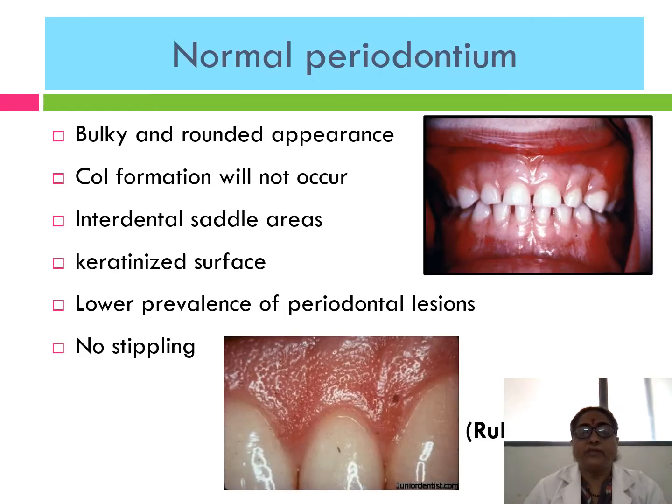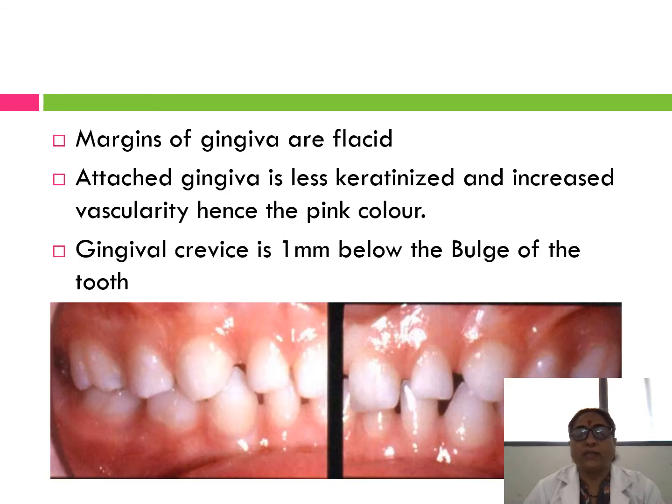What is normal periodontium? Normal periodontium is bulky and rounded in appearance. Col formation usually will not occur. Interdental saddle areas are there. Keratinized surface is seen. Lower prevalence of periodontal disease is seen and no stippling is seen. You can see clearly in this picture that the margins of the gingiva are flaccid. Attached gingiva is less keratinized with increased vascularity, hence the color is pink. The gingival crevice is 1 mm below the bulge of the tooth.